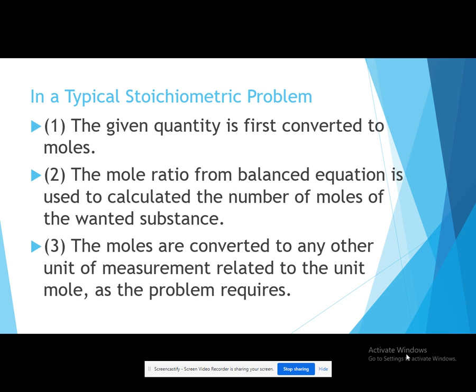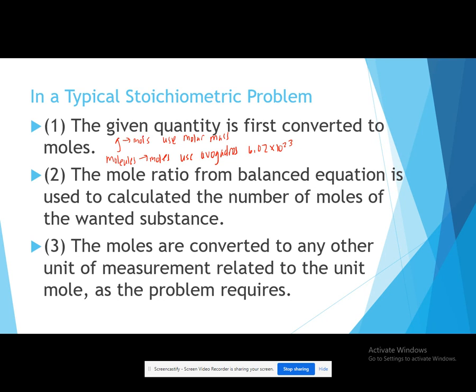Well, in a typical problem, you usually don't start with moles, so the first thing you want to do is convert it to moles. If it is grams to moles, you want to use the molar mass that we did in the last chapter. If you have molecules to moles, you want to use Avogadro's number, like we did in the last chapter as well. And hopefully you remember that Avogadro's number is 6.02 times 10 to the 23rd.